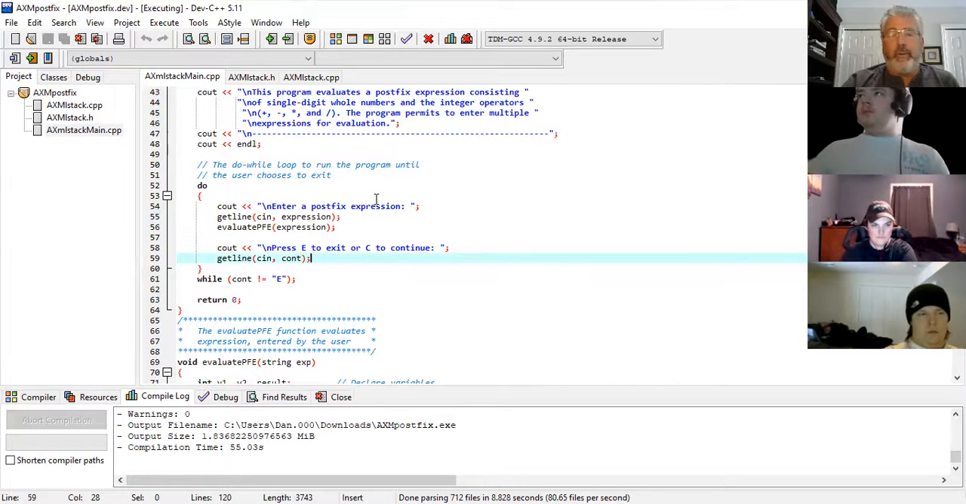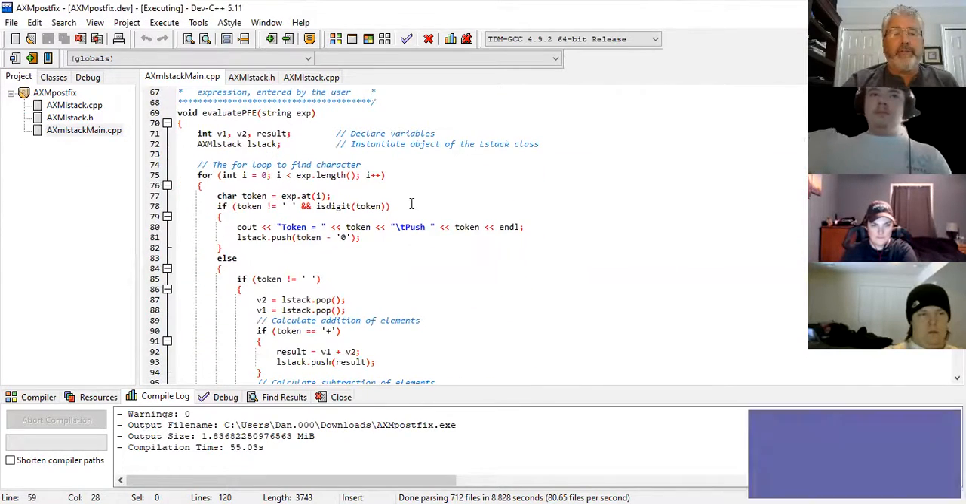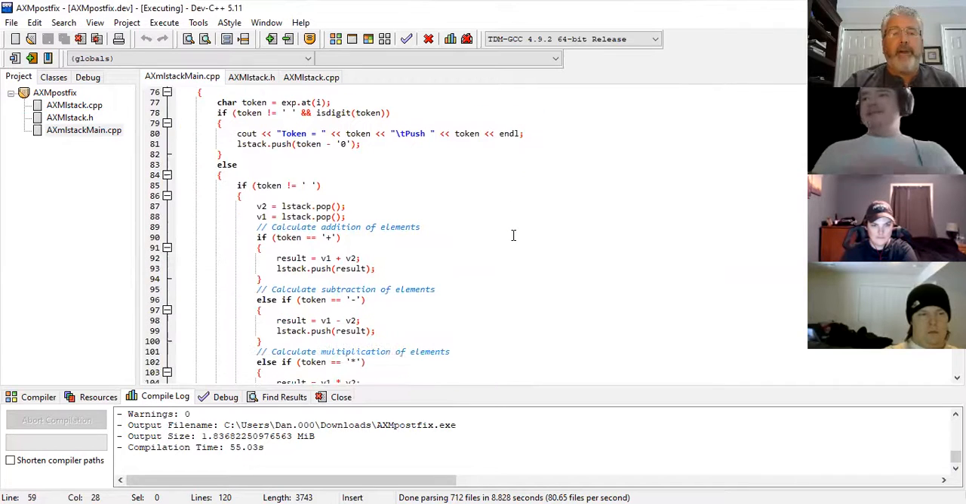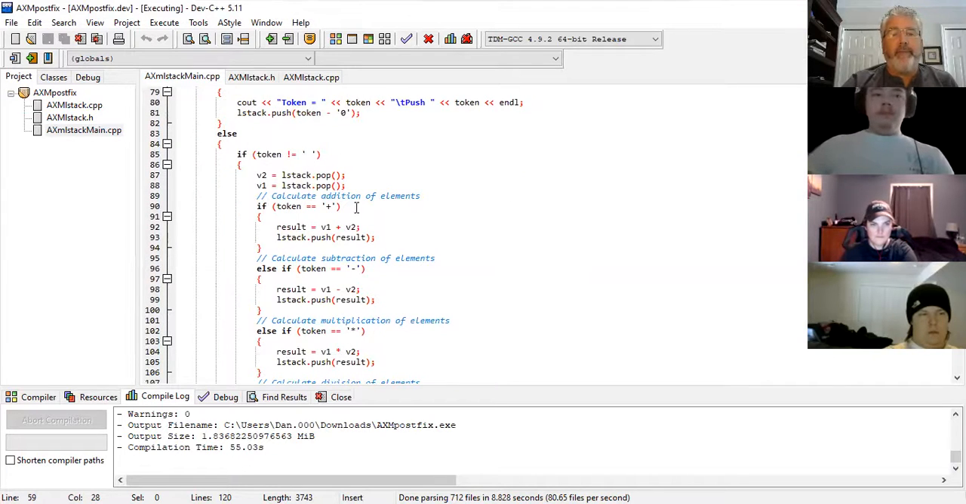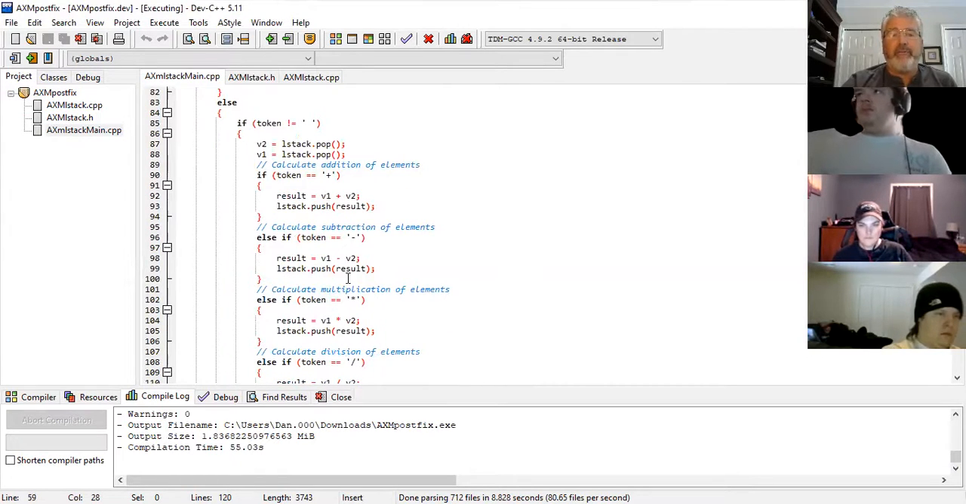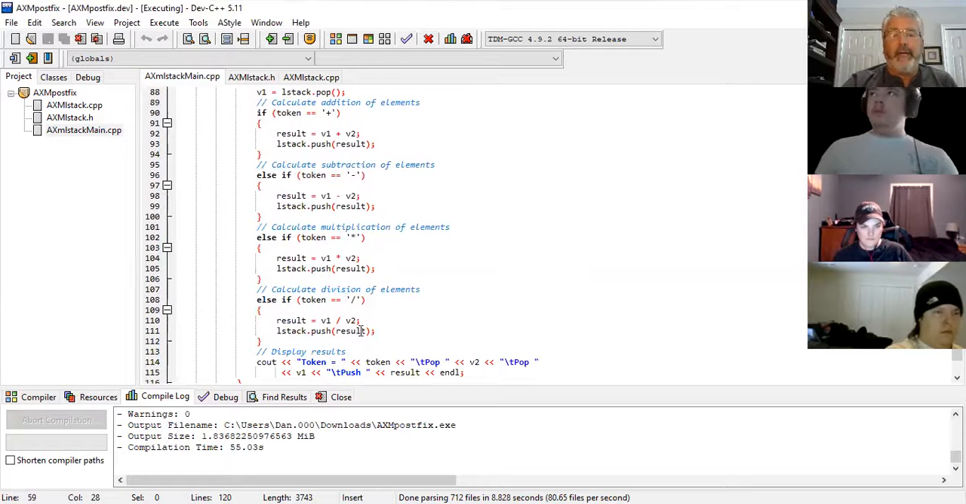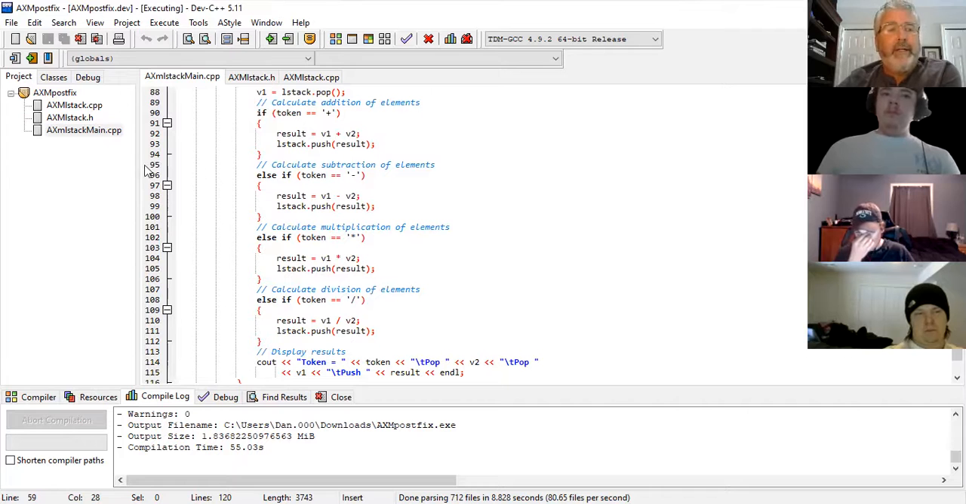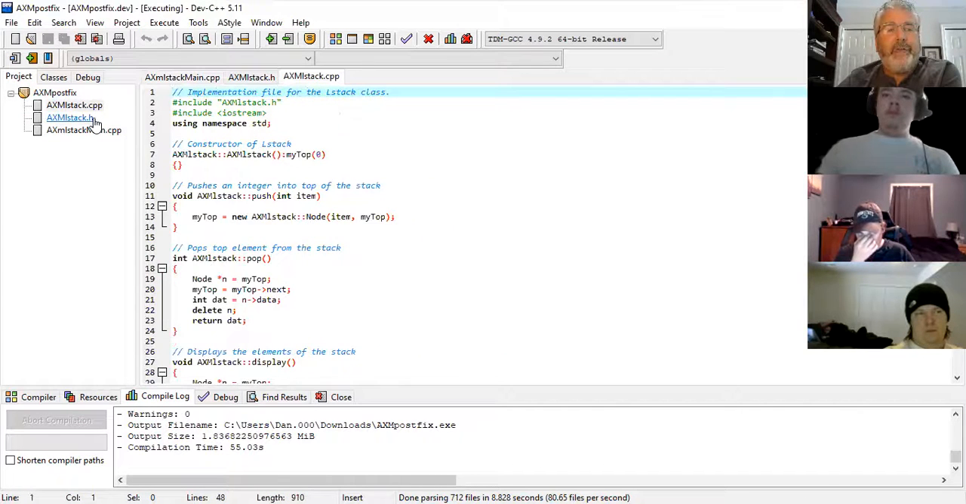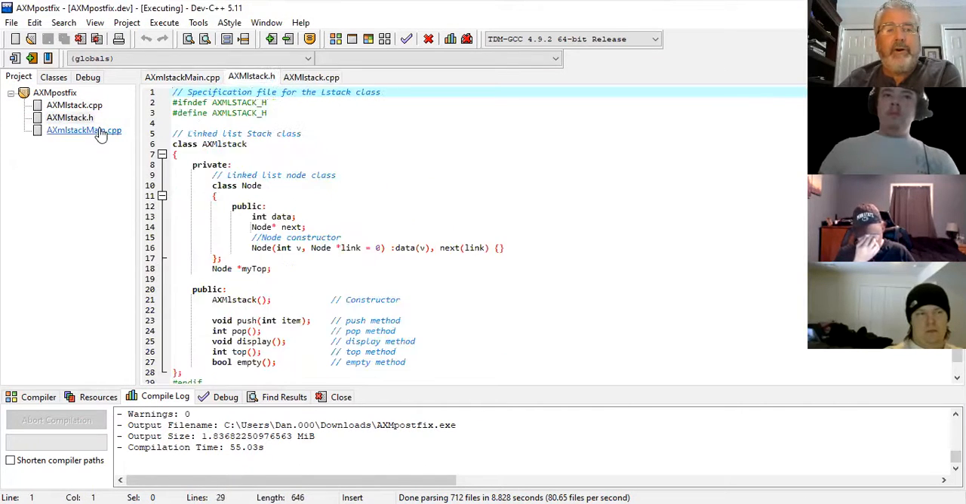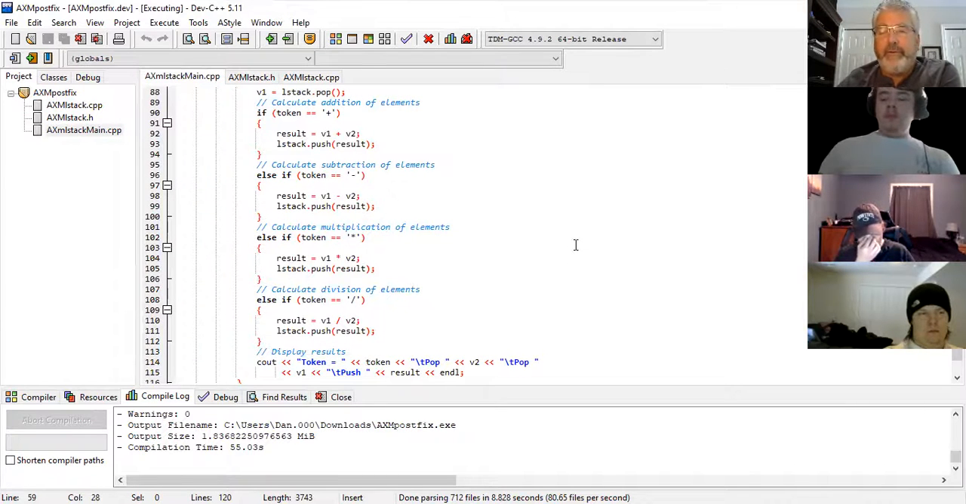Some of you went crazy off the reservation on this, but I was looking for one where you do 2 pops, and if it's a plus, you add them and push it. If it's a subtraction, you subtract them and push it. Multiplication. That's where you needed to do the work, and there were examples in the book that really tied in. But the stack and the header file, these 2 files were already done for you, ready for you to use.